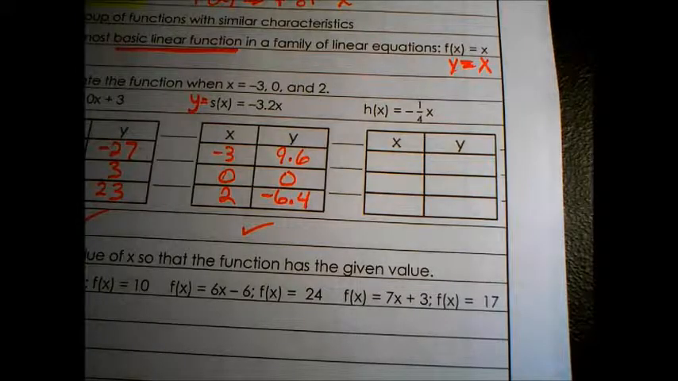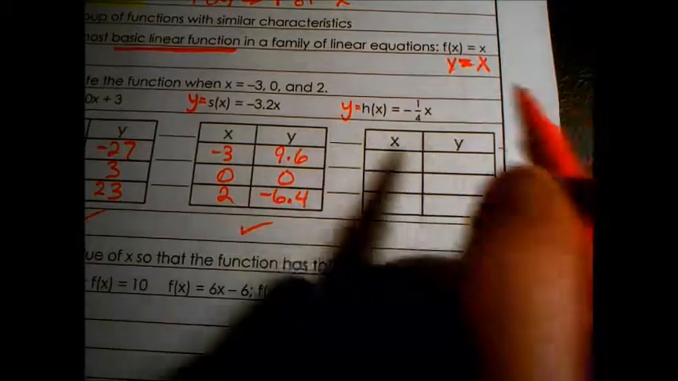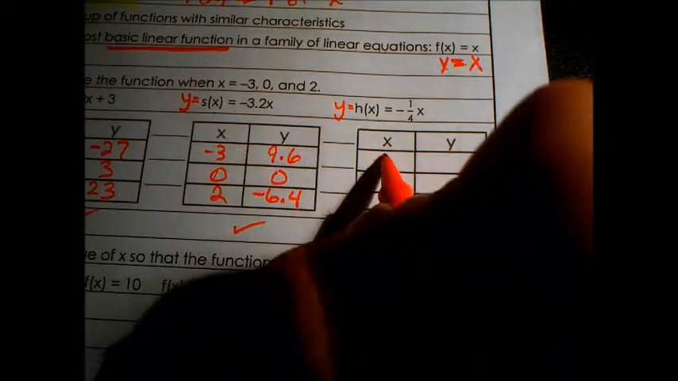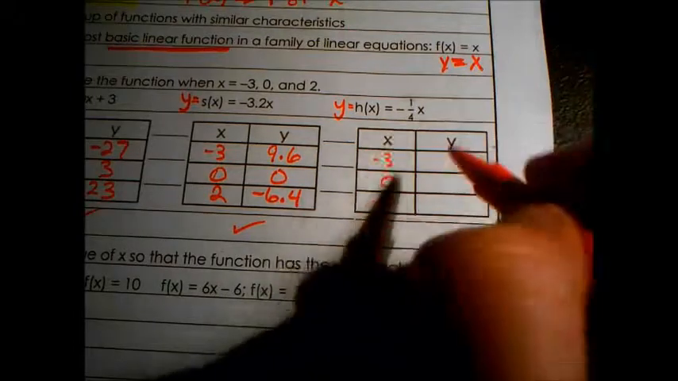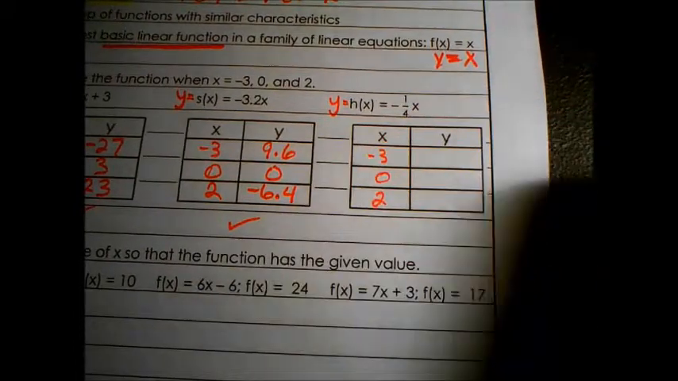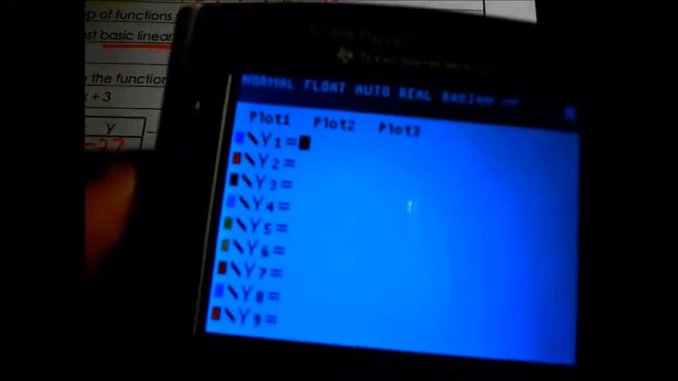Okay, let me go with the last one. Here it has an H out front, but that's the same thing as a y. I'm still using my three values, so negative 3, 0, and 2. And now I need to put that in my calculator. So I'm going to go back to the y equals and type in negative 1 divided by 4x.